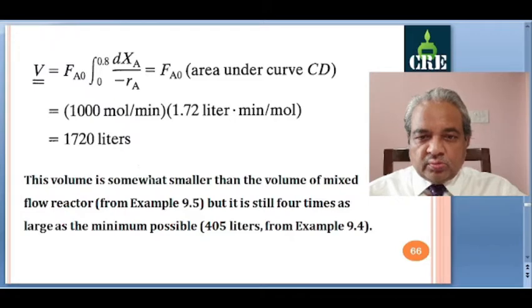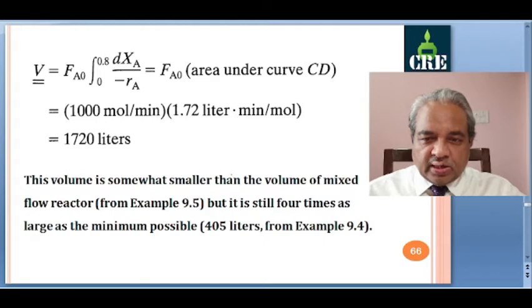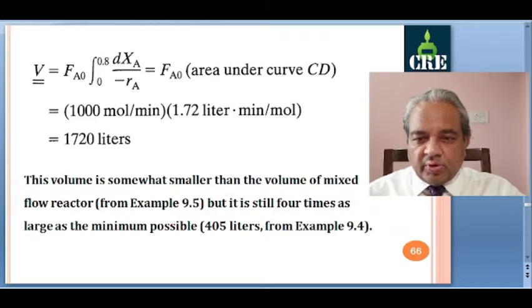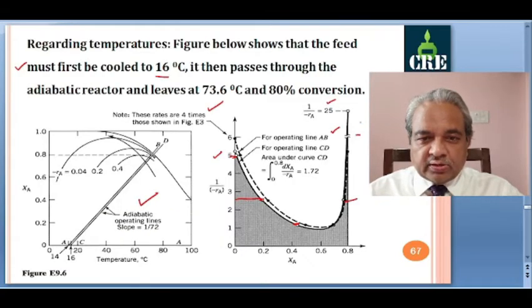So this volume is somewhat smaller than the volume of mixed flow reactor which we have calculated in example 9.5, but it is still almost 4 times, more than 4 times, than this value, 405 liters, which has been found in example 9.4. So we'll compare in the end all these volumes obtained in the different kind of reactors.